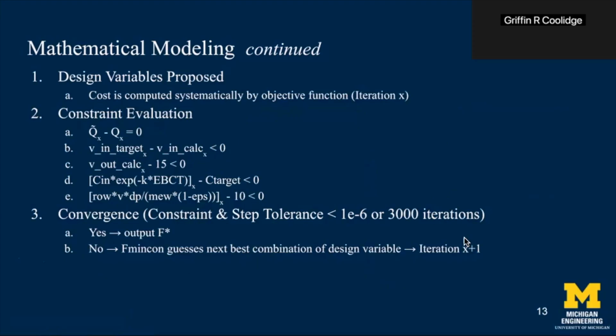Each cycle begins with the current design variables being processed through the objective function to compute total cost. Simultaneously, independently, the constraint function evaluates all 5 conditions at that point. fmincon may visit infeasible points during the search, but the equality constraint Q tilde minus Q is only driven to 0 at convergence and not forced at every step. Convergence will occur when the KKT optimality conditions and constraint violations both fall below 1e-6 or when 3000 function evaluations have been run.